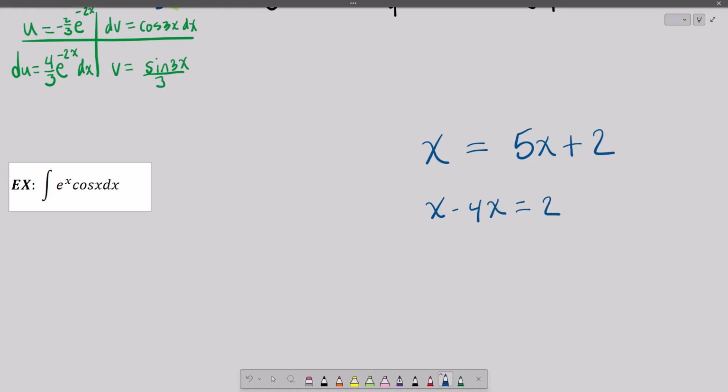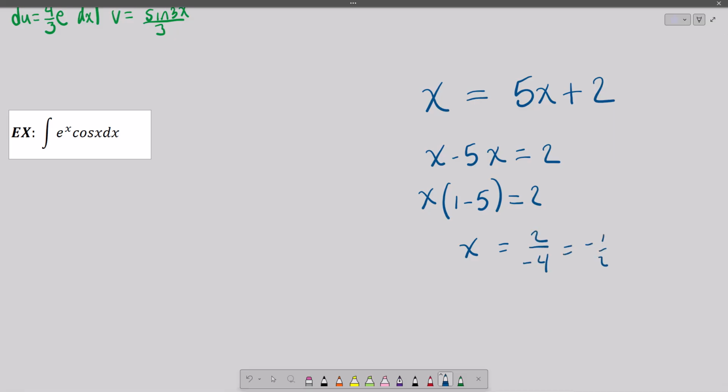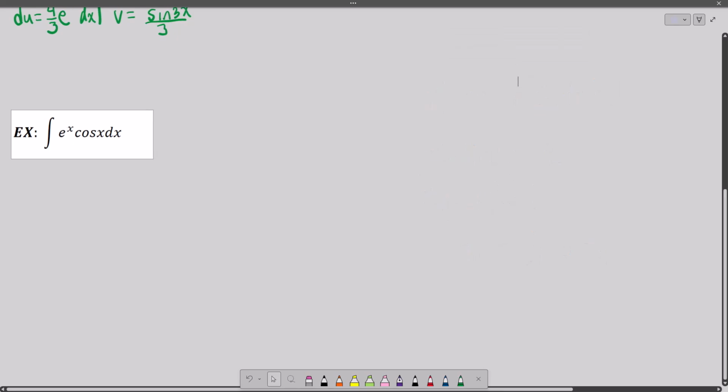And now normally in your mind you'd just be like, oh, 1 minus 5 is negative 4. But if you wanted to get really technical, you could factor the x out, right? And then you would get x equals 2 divided by negative 4, which is negative 1/2. But the process would be combine, put on the same side, and combine. And the combining could be with factoring. All right, that's fine. So we're going to do the same thing.